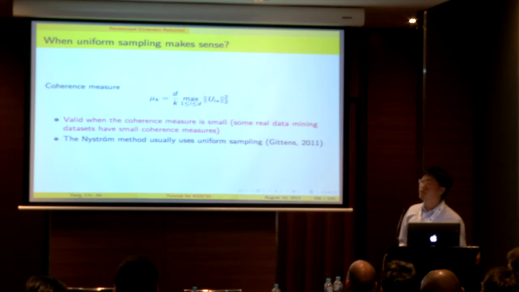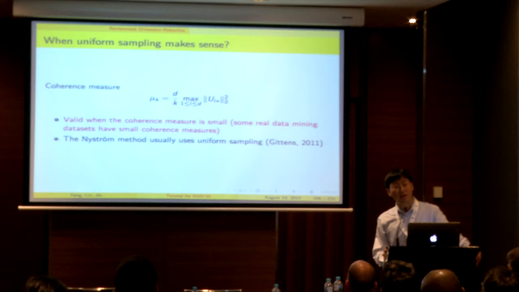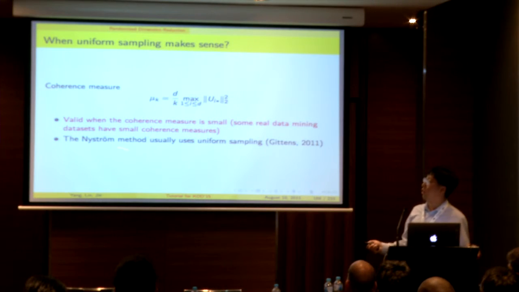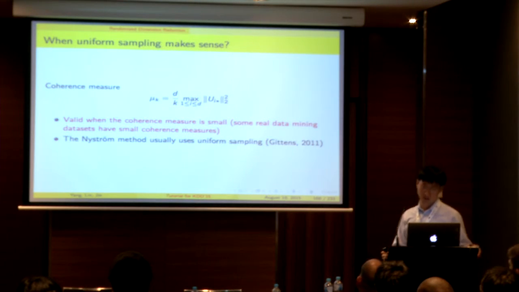The good news is that in many data mining and machine learning data sets, people have found that they have small coherence. So in practice, for example, in the Nyström method that I will talk about later, we usually use uniform sampling because we cannot afford leverage score sampling. It's very expensive.